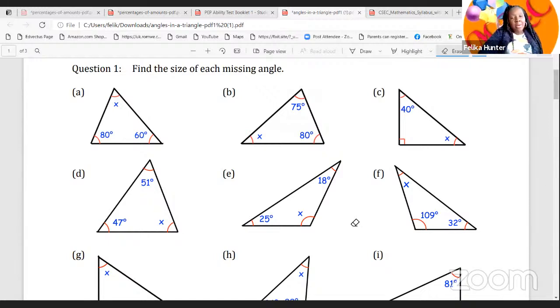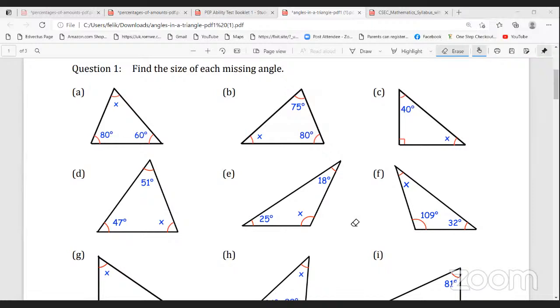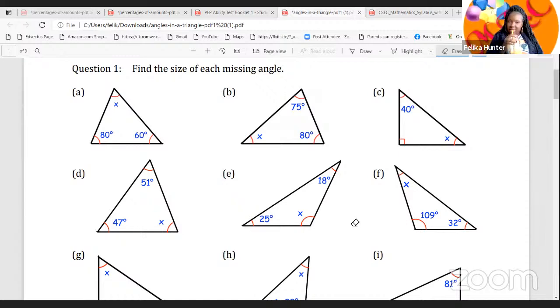Anything else that we know about a triangle? How many sides? How many angles? Miss, 2 angles and 2 sides. Okay. Somebody said 2 angles and 2 sides. Is that true?